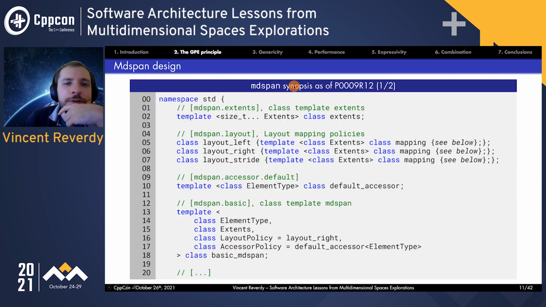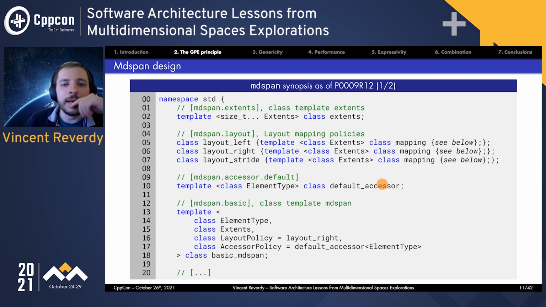So the current mdspan synopsis, as of the last revision of the P0009 proposal, is the following. The first thing you have is the extent policy, which defines the behavior of the different size policy along each dimension. Then there are the layout mapping policies, with three defined in the standard: layout left, layout right, and layout stride. Each of these has an internal mapping class that defines the mapping, again, between the indices and the storage in memory.